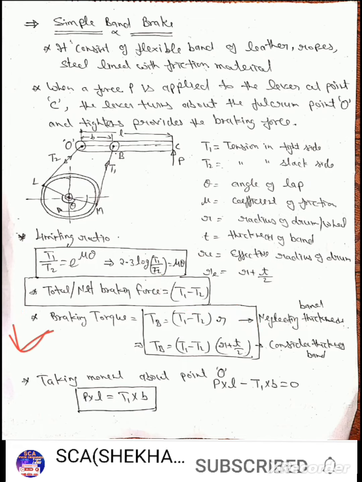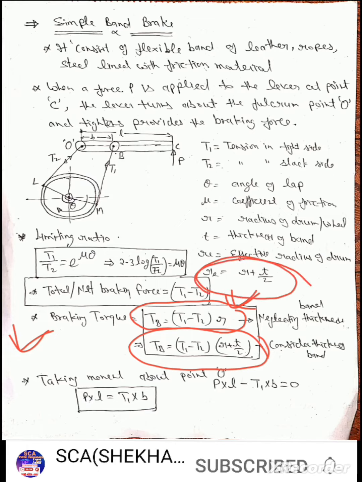Next, the effective or net braking torque will be equal to force into radius, that is, force T1 minus T2 into radius. This formula is used when neglecting the band thickness. If we consider the thickness of the band, the braking torque will be T1 minus T2 into r plus t by 2. So this formula will be used. Here r plus t by 2 is the effective radius of the drum, including the band thickness.